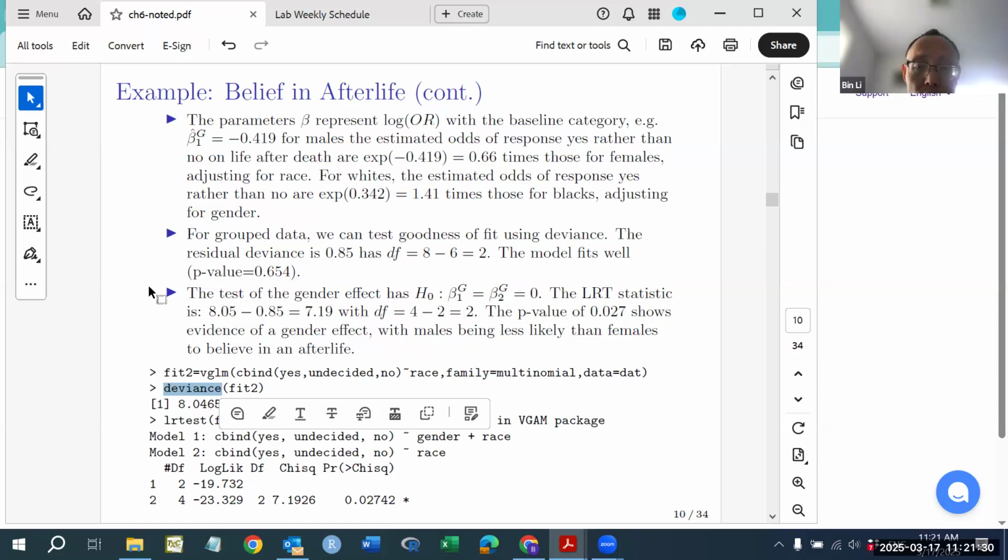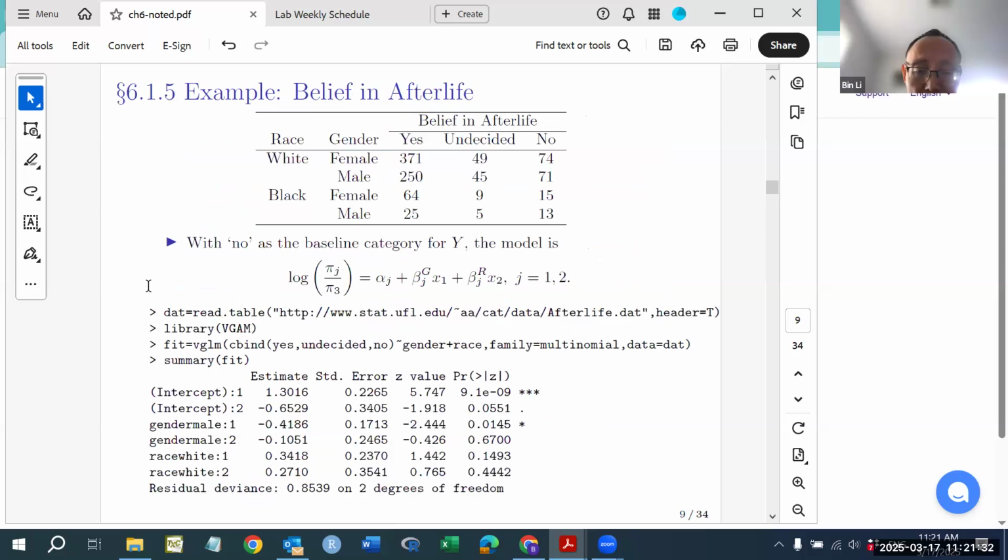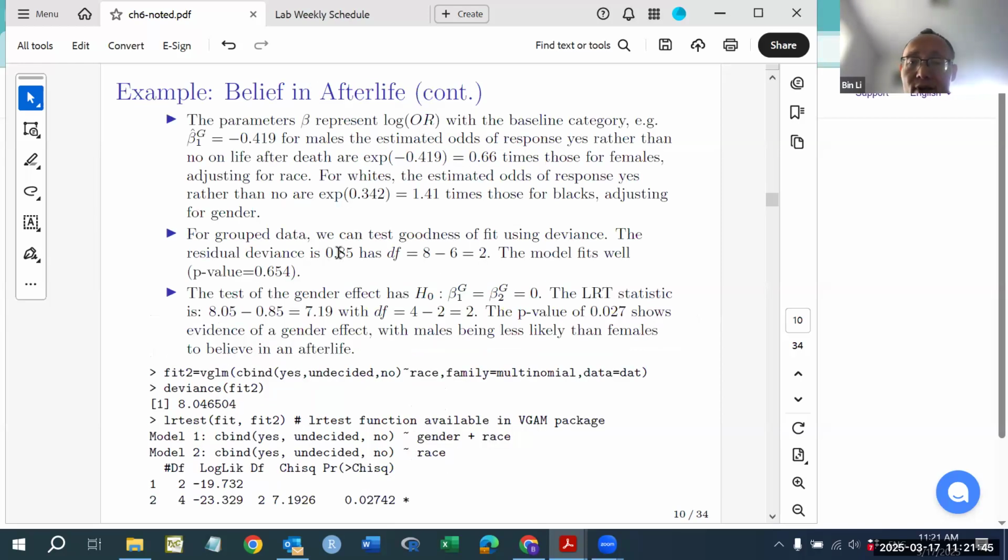We can also see it from here. The deviance is 0.85, right? On 2 degrees of freedom. Okay, so that's for the fit. So we have 0.85. Degrees of freedom is 2.